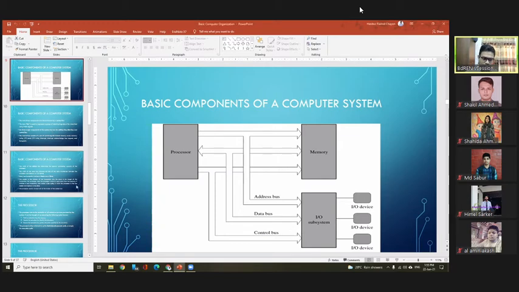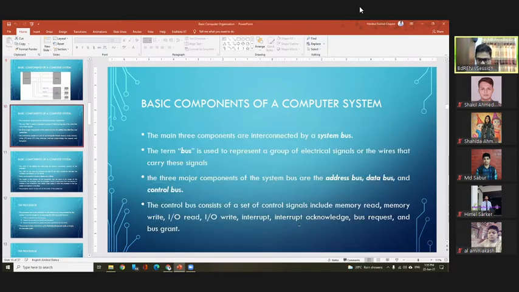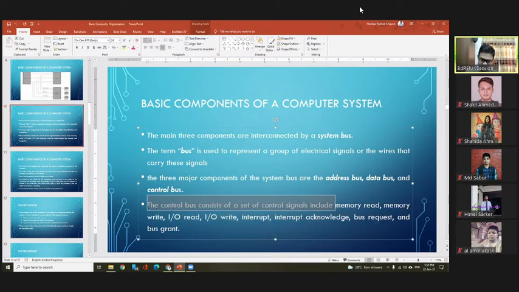About the control bus, there are some controlling signals, as I said earlier. You can see that the control bus consists of a set of control signals, including memory read, memory write, input output read, input output write, interrupt acknowledgement, bus request, and bus grant. These types of special controlling signals we use for different types of activity.